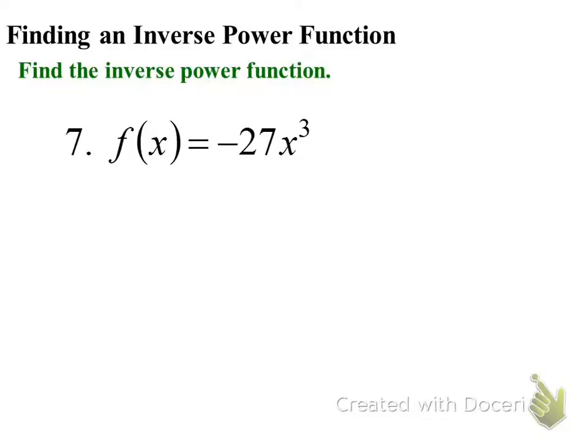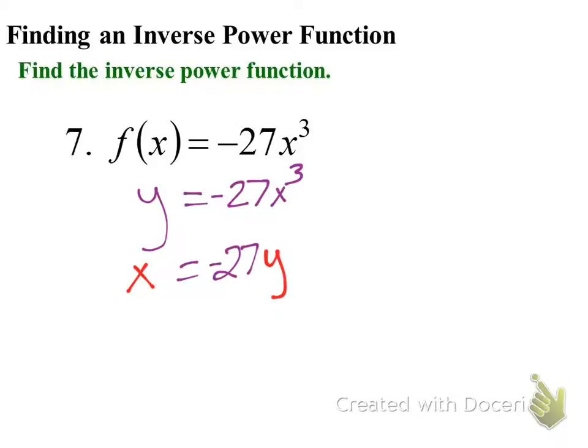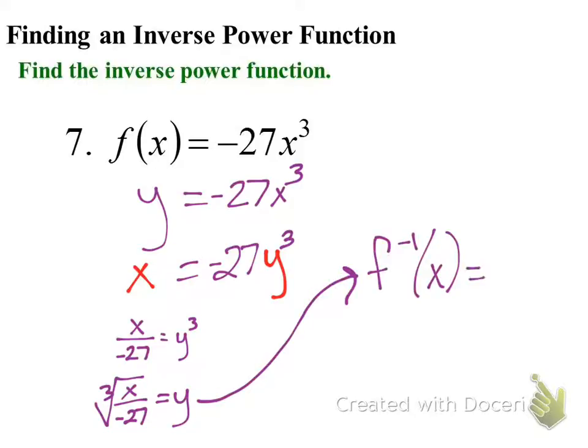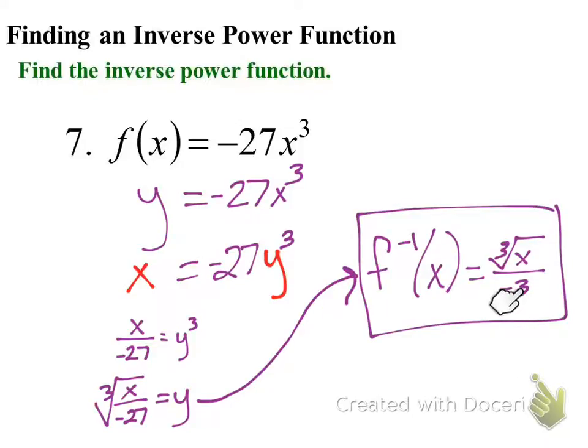With the algebra, you change your f of x to be y, and then you switch your x and y. When I say clean it up, so cube root of x over -3. I would love for you to get to this position where anytime you see a cube root of -27, you definitely can think -3. I want you to get to that point.